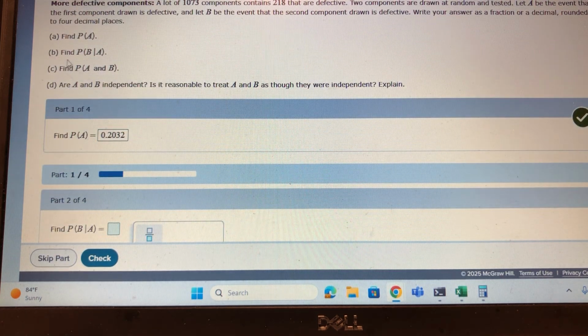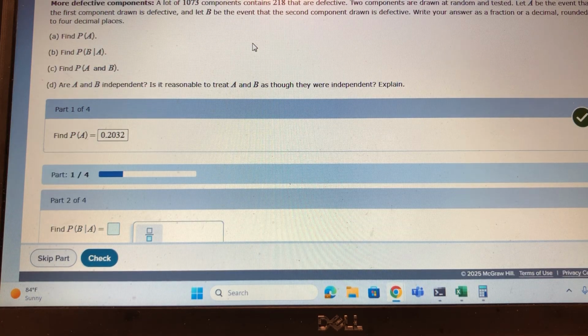Now, what's the probability that the second one's defective given that the first one was defective? Okay, so what's the chance the second one is defective given that the first one is defective? So you have to assume the first one worked. That I found one of those 218 defectives and I left it out. If you find a defective, you're not going to put it back in there. So sometimes we draw and put things back in, but why would you put a broken piece back in?